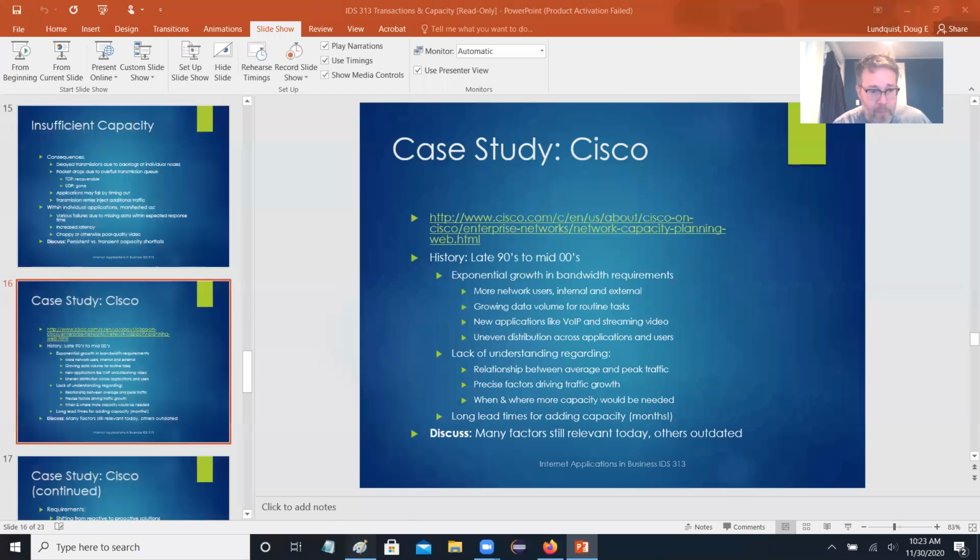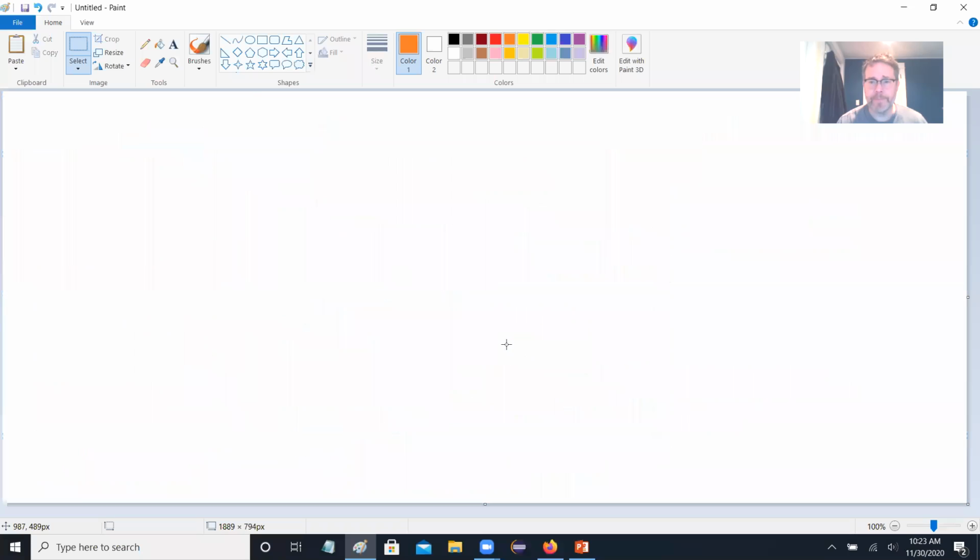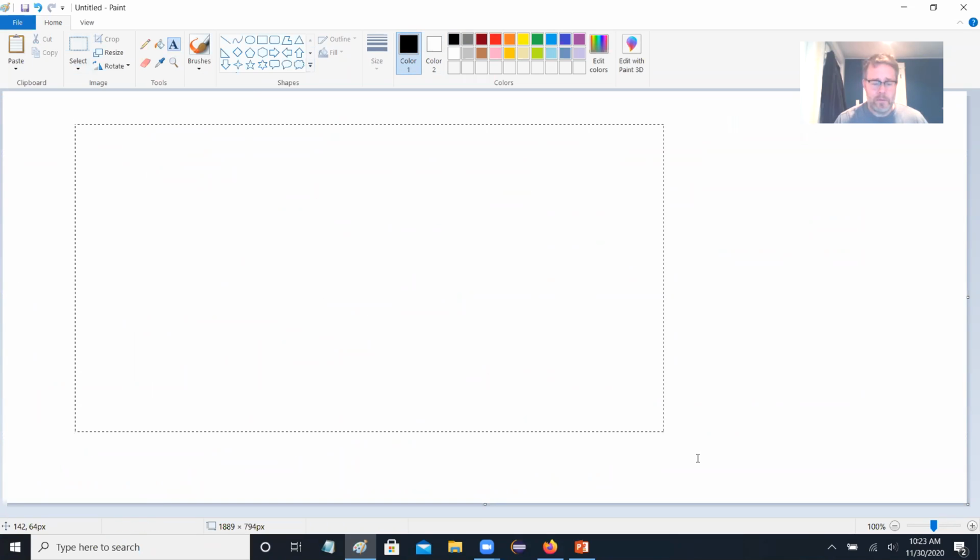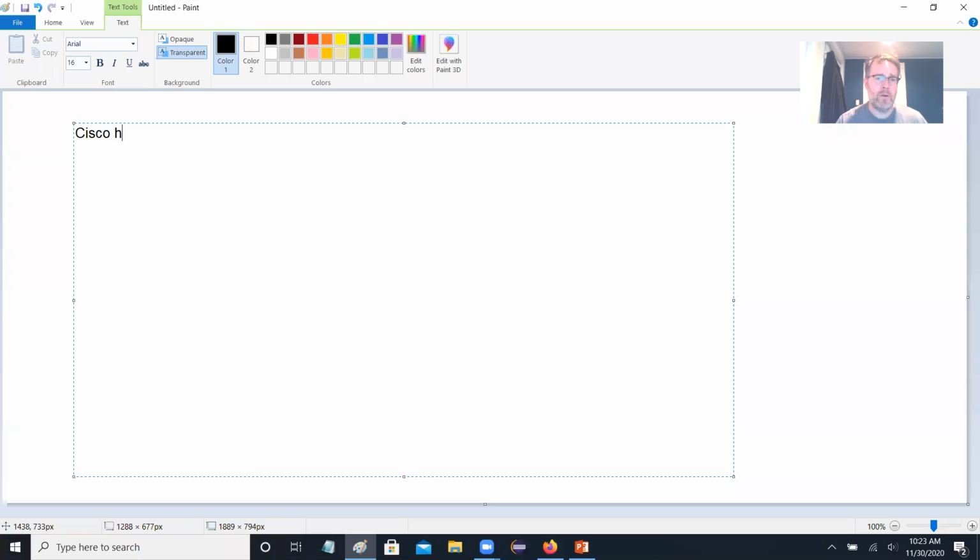Now, the particulars of this, all right. Cisco has a bunch of different work groups using different applications and with different data requirements.